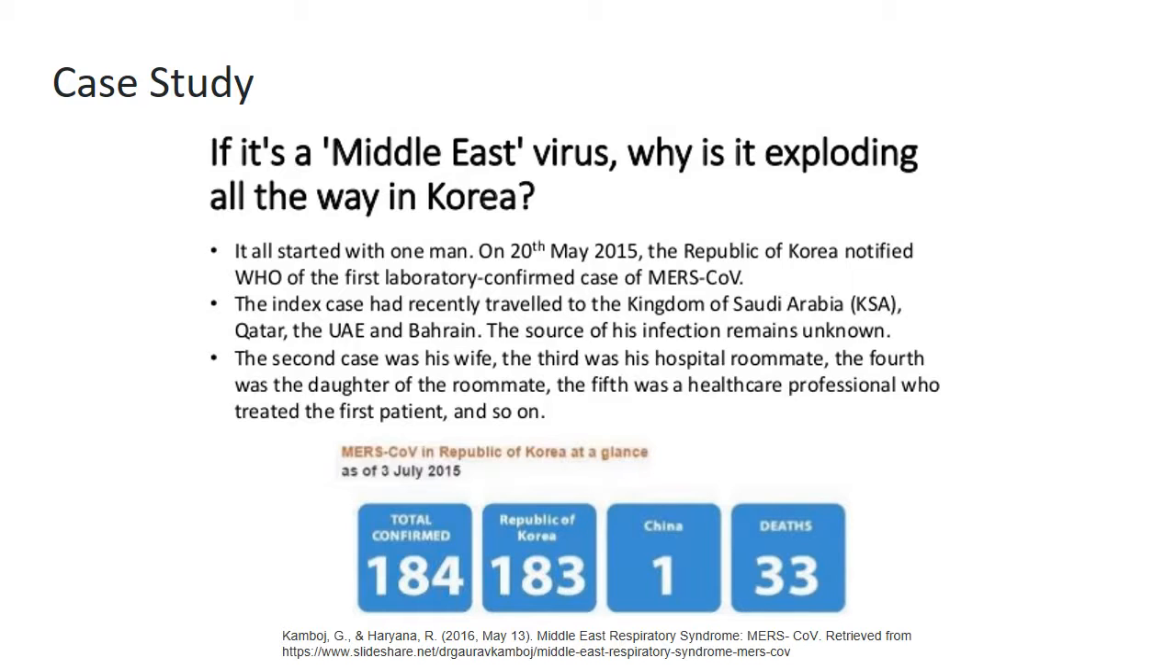So the second case was his wife, the third was his hospital roommate, and the fourth was the daughter of the roommate. The fifth was a healthcare professional who treated the first patient, and so on. So as you can see, this virus is definitely a human-to-human contact virus. Down below are some statistics of how many people have contracted the virus.